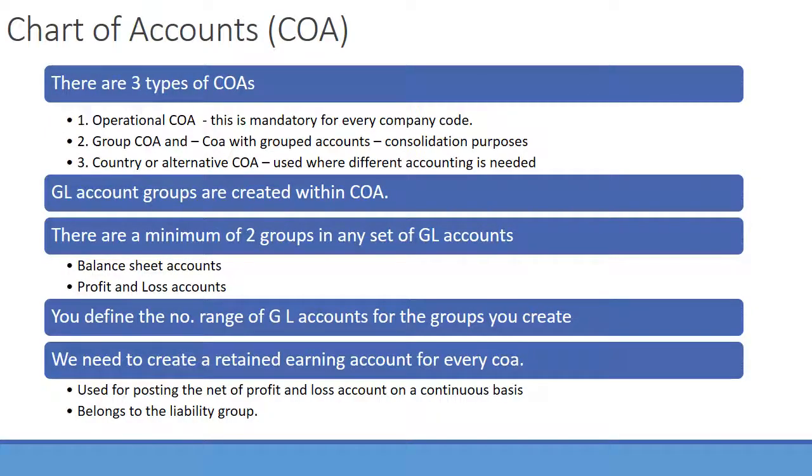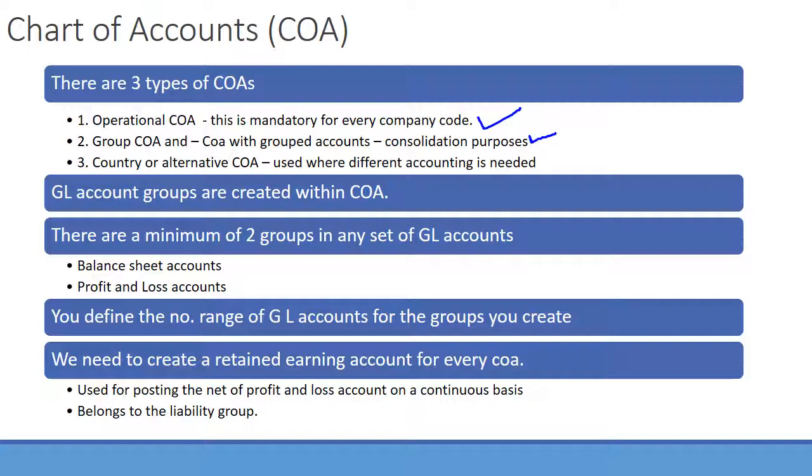Now let us have a closer look at the chart of accounts. There are three types of chart of accounts. Number one, operational chart of accounts. This is mandatory for every company code. And there is a group chart of accounts with grouped GL accounts. This will have a one-to-many relation with operational charts of accounts. It is mainly for consolidation purposes.